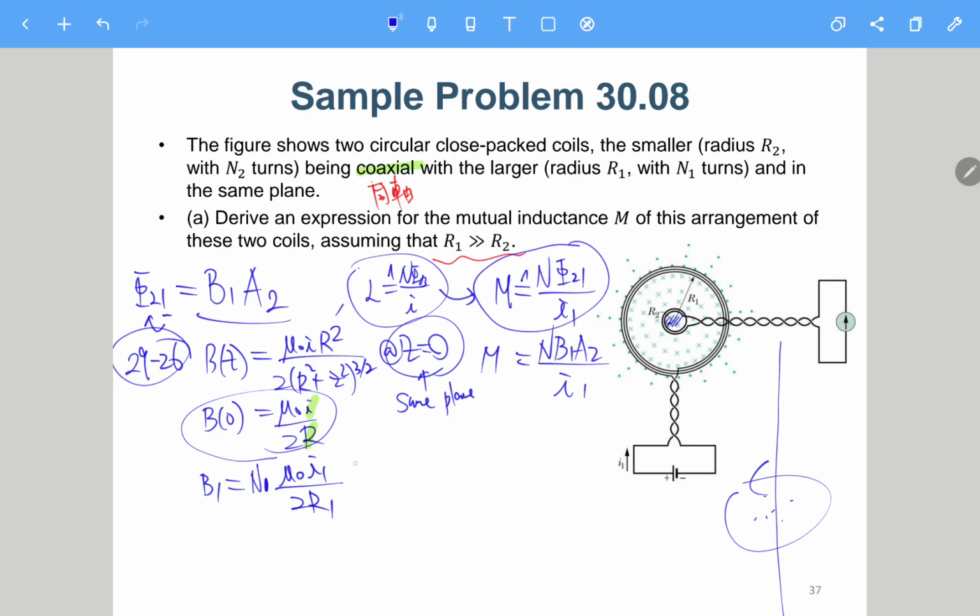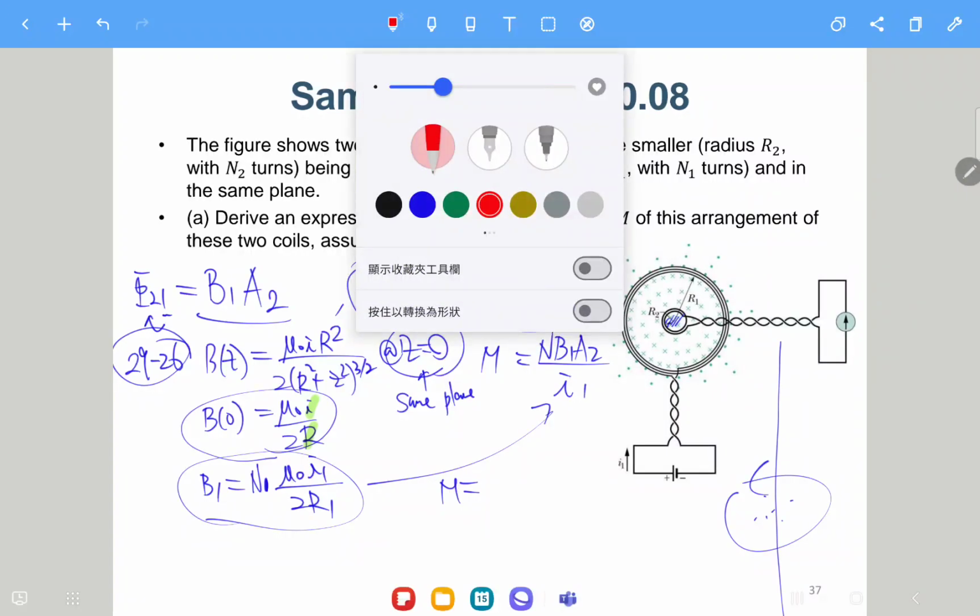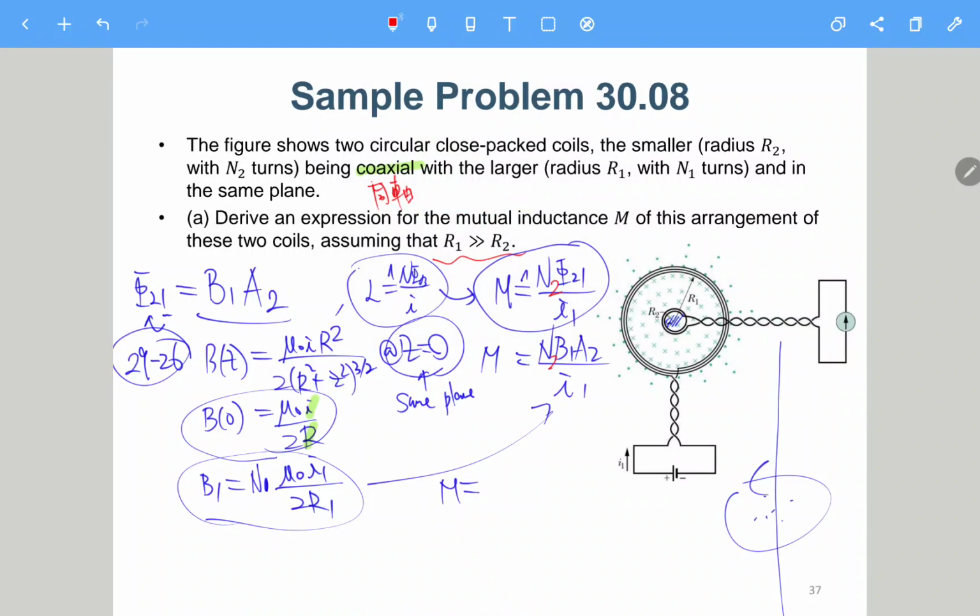Here we can just plug in this expression. So we have M equals, and I think this one should be N2, so N2, and then B1 should be N1 mu 0 I1 over 2R1, and then we still have A2 and then I1. Here we can see that we can cancel this I1 and I1.